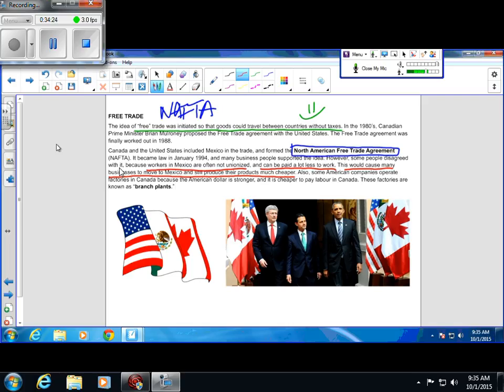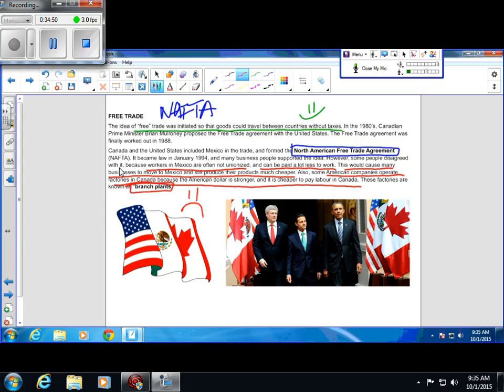Another bad side about free trade is that some American companies operate their factories in Canada because the American dollar is stronger, which means that it's cheaper to pay labor in Canada. All this is known as the branch plants. So I'm putting a little sad face beside all this.